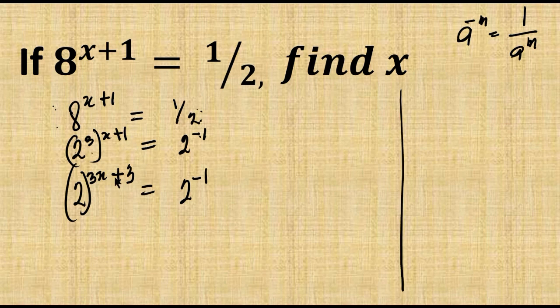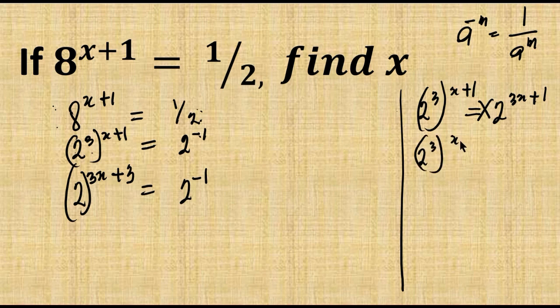Now the second mistake I see students make is when expanding this bracket. Here we have 2 raised to power 3, all raised to power x plus 1. Students make the mistake of expanding this as 2 raised to power 3x plus 1. Now, don't do this. Rather, 2 raised to power 3 all raised to power x plus 1 is the same thing as 2 raised to power 3x plus 3. This 3 multiplies everything you have here, not just x alone.